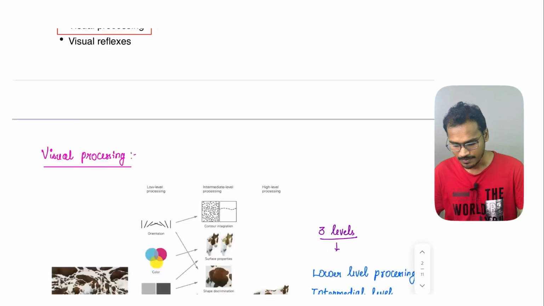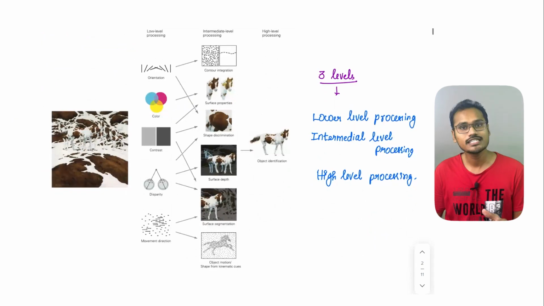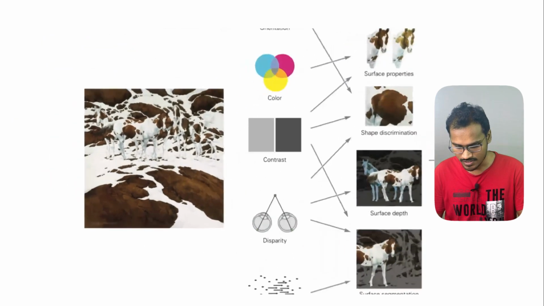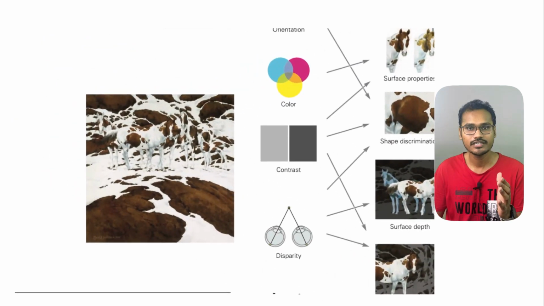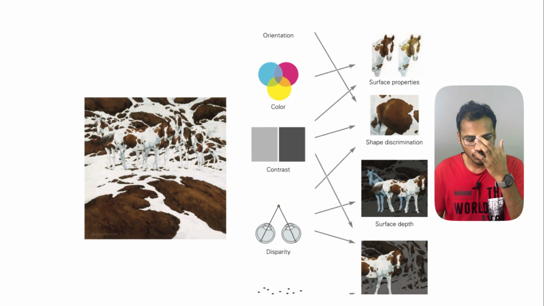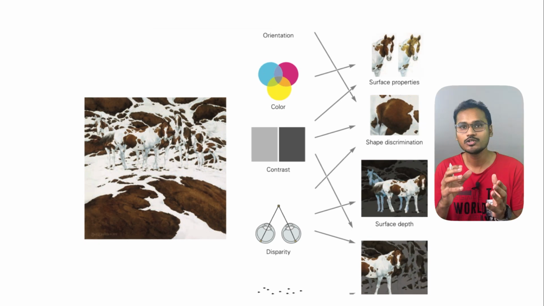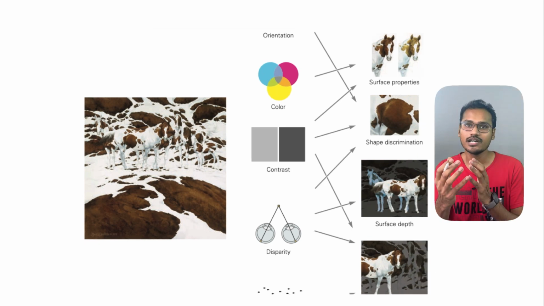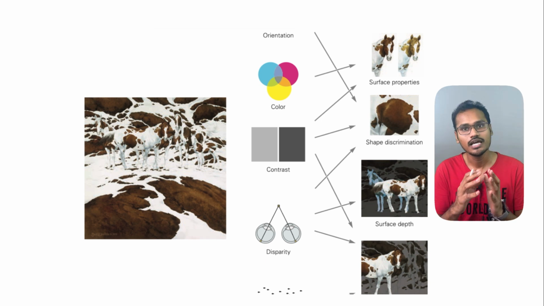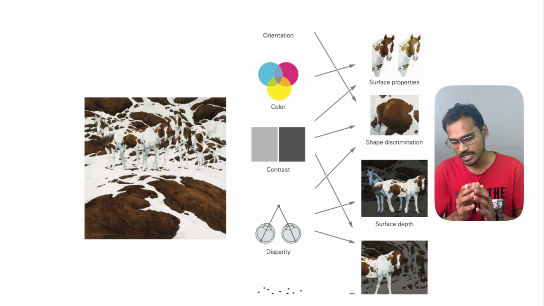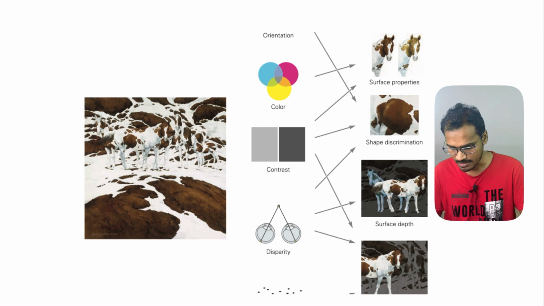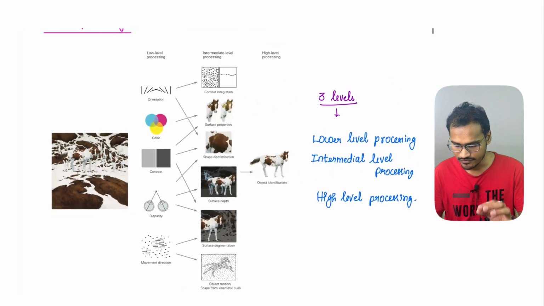So visual processing. If you see this image, at an initial glance you will not be able to identify things. But when you take a deeper look at this image, you will be able to depict how the horse is behind the background, and you will be able to find the horse in the background. So how this processing happens is, it happens at three different levels.